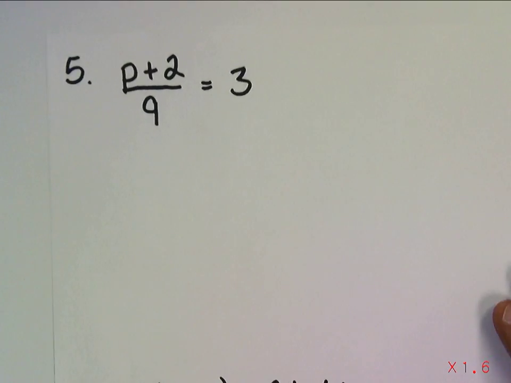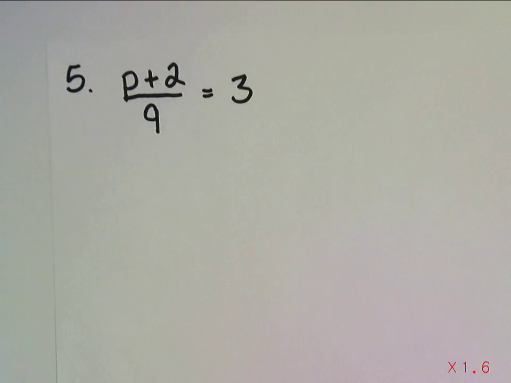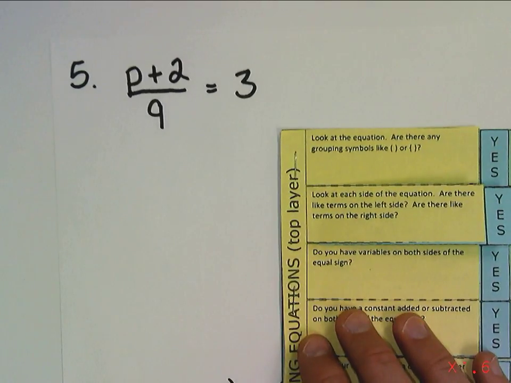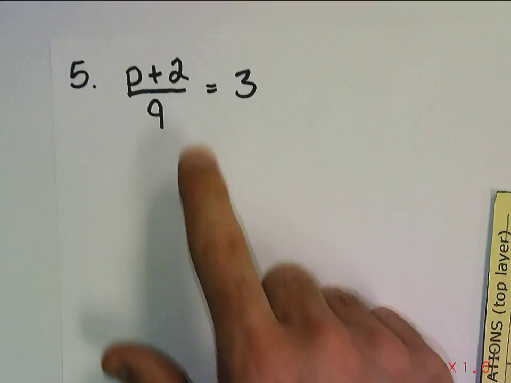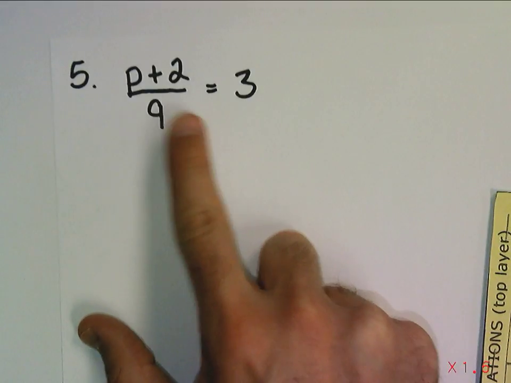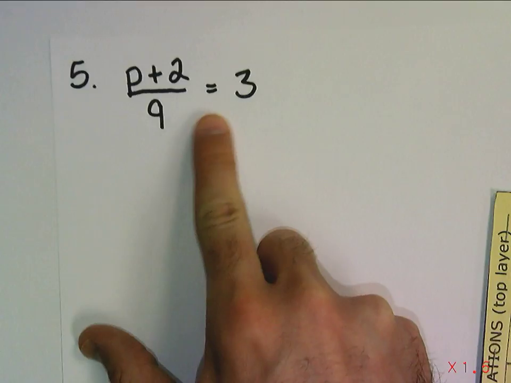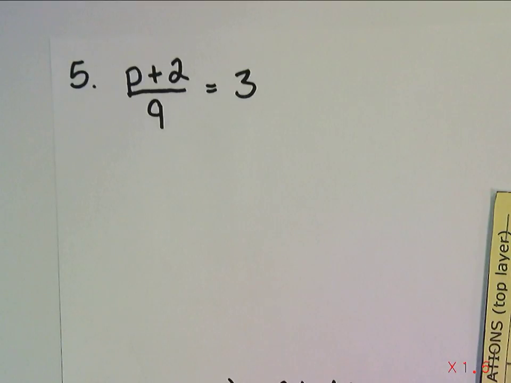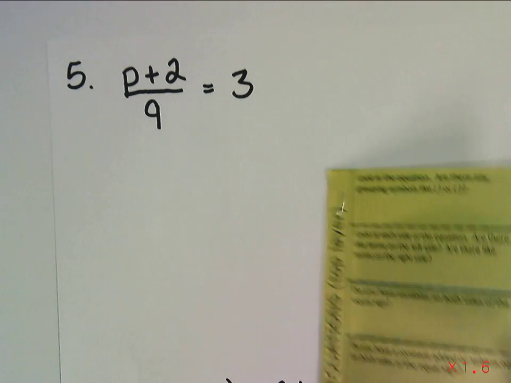And let's take a peek at number 5 here. So let's work through the foldable again. So look at the equation. Are there any grouping symbols? Oh, and I should mention that this is a two-step equation. We have p plus 2 divided by 9 equals 3. This is going to require two operations, two inverse operations, in order to get the variable by itself.